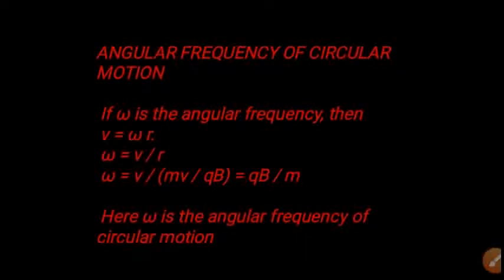Next, let us find out the angular frequency of circular motion. We know the relation connecting angular frequency and linear velocity v, that is, v is equal to omega into r. This expression we have studied in the first year for circular motion. Therefore, the angular frequency omega we can write as v divided by r. But we already obtained the radius r equal to mv divided by qB. Substituting here, omega is equal to v divided by mv divided by qB. Simplifying, omega equal to qB divided by m.